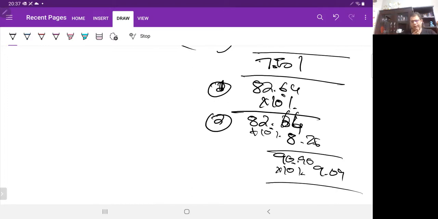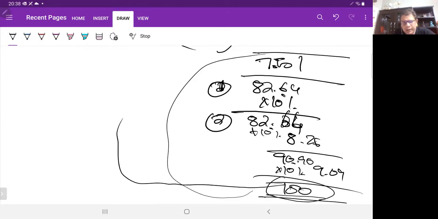Take out the 100 and pay the officials and get rid of this. So that is the cost. I hope you guys get it till here, right?